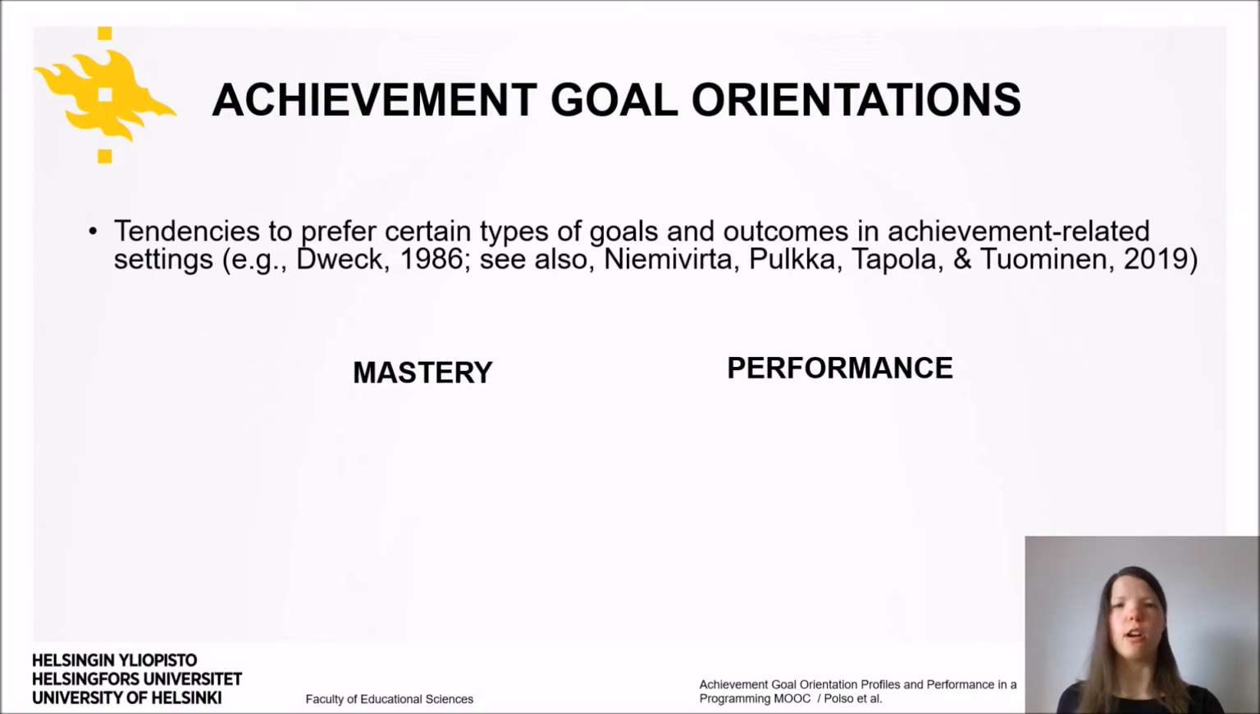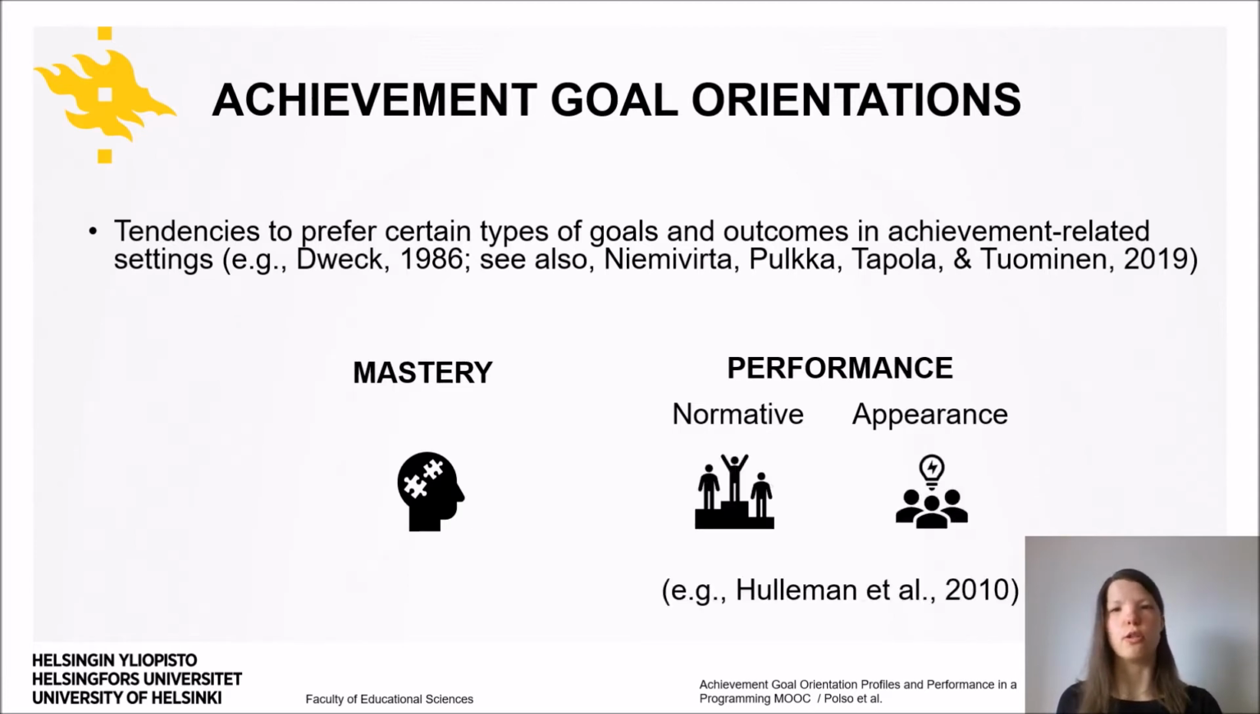These days, there are plenty of different conceptualizations for both goals, and in our study we focused on 3 of them. Mastery goals refer to an aim to develop competence. Performance goals, in turn, can be divided into normative and appearance goals. Normative goals refer to an aim to outperform peers, whereas appearance performance goals refer to an aim to demonstrate competence.